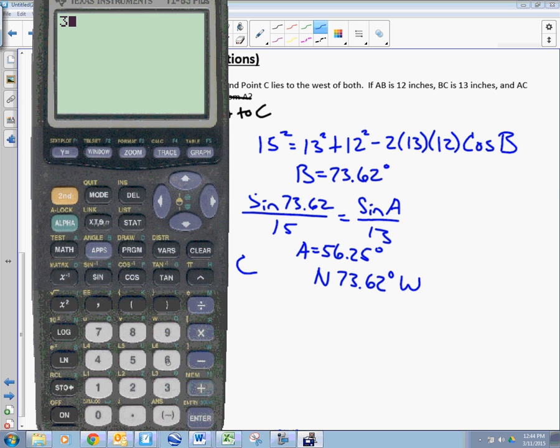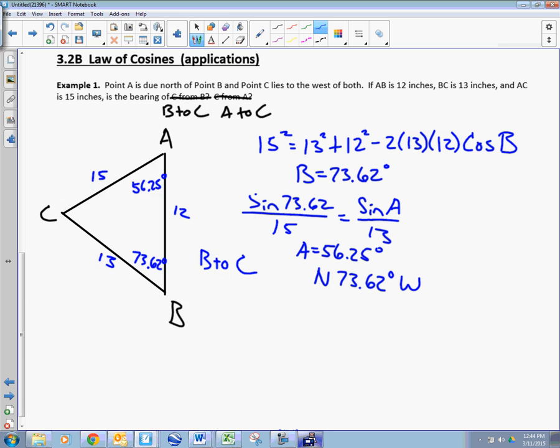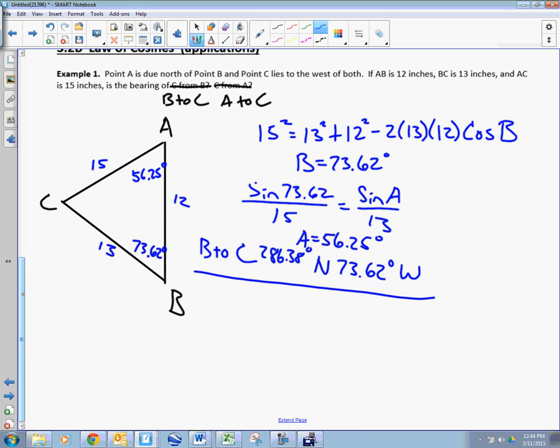So we're going to go 360 minus 73.62, and we get 286.38. I wrote it two ways, 286.38 and north 73.62 west. You told me it was in the northwest direction, correct? So that's why I come off the line of north.